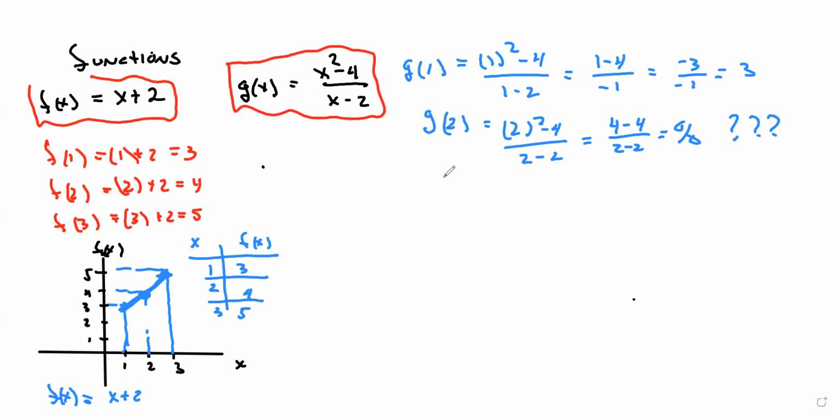And g of 3 is going to be 3 squared minus 4 over 3 minus 2, which is going to be 9 minus 4, which is 5, over 1, so it's going to give you a 5.